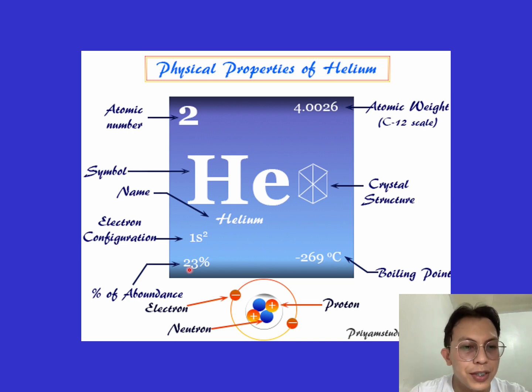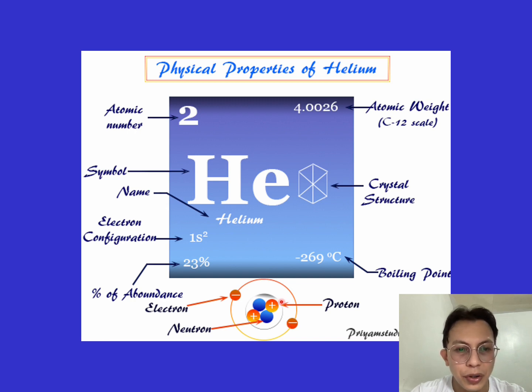The abundance, it's 23%. And the boiling point there, it shows in the lower right corner. That's negative 269 degrees Celsius. That's the boiling point. Imagine, negative 269 degrees Celsius. Its boiling point is extreme. So, below the helium, it shows you the structure, the atomic model of a helium element.